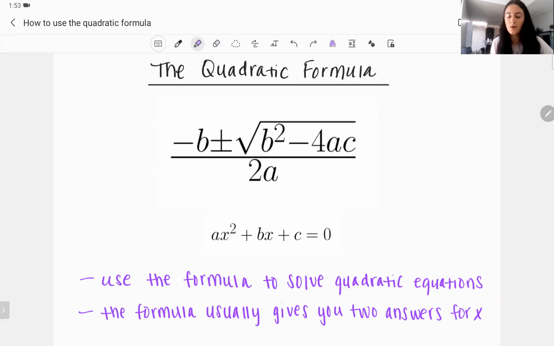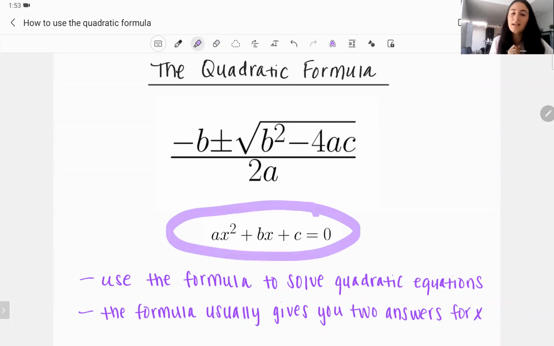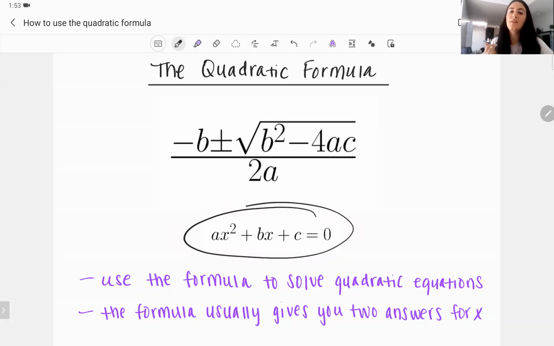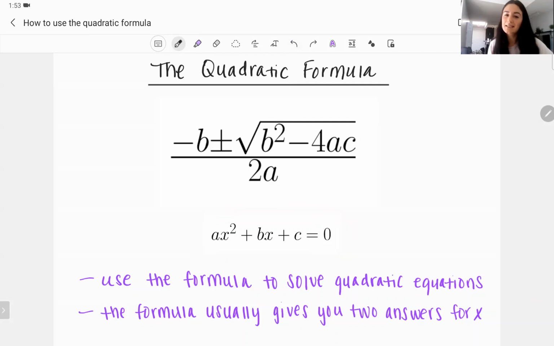So you might be wondering, well, what's a quadratic equation? This right here is the general form for quadratic equations: ax squared plus bx plus c equals 0. You might be given an equation that looks something like this, and your teacher or exam might say, solve that equation for x. What we're going to need to do is use the formula to solve and figure out what x is.